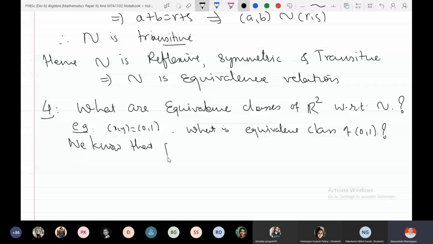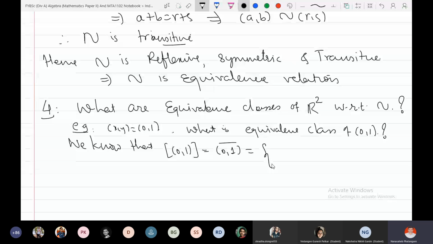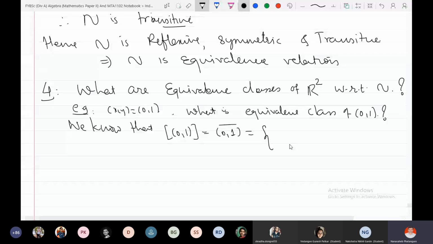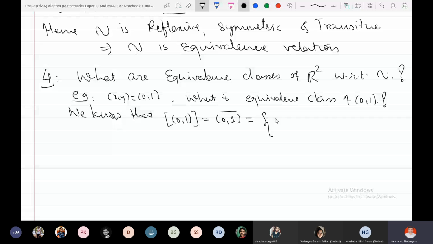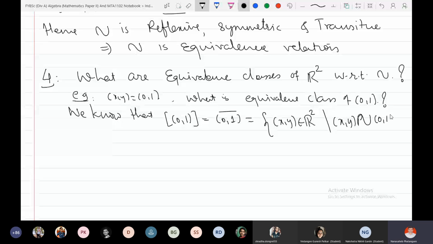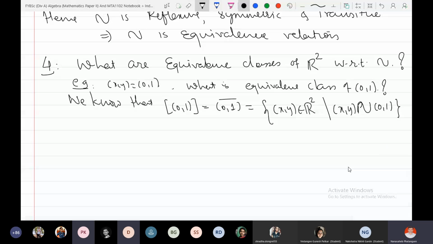So we know that by definition, the equivalence class of (0, 1) is denoted by this symbol, or (0, 1) bar, any symbol you can use. And by definition of equivalence class, what is the equivalence class of this particular element? It is the set of all those points in my set A, which is R2, such that these points are related to (0, 1). Am I right? Yes, sir.